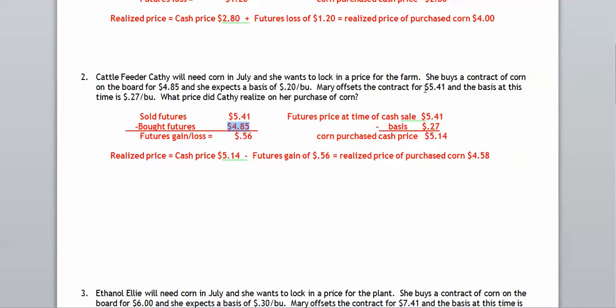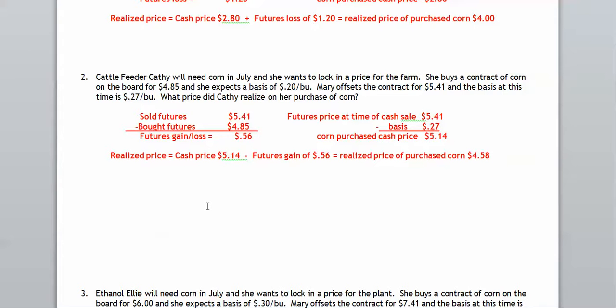She offsets the contract at 5.41. So she bought for 4.85, sold at 5.41. That's a gain of 56 cents. Futures price at the time of cash sale is the 5.41. Subtract basis. Basis is under here in Iowa typically, so corn purchased at cash price at 5.14.